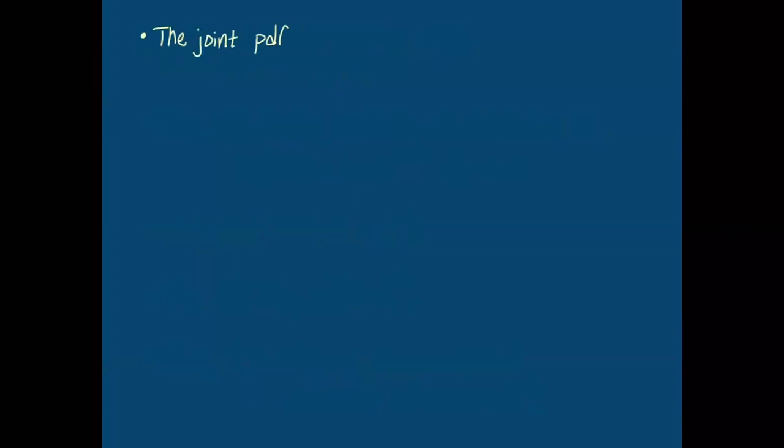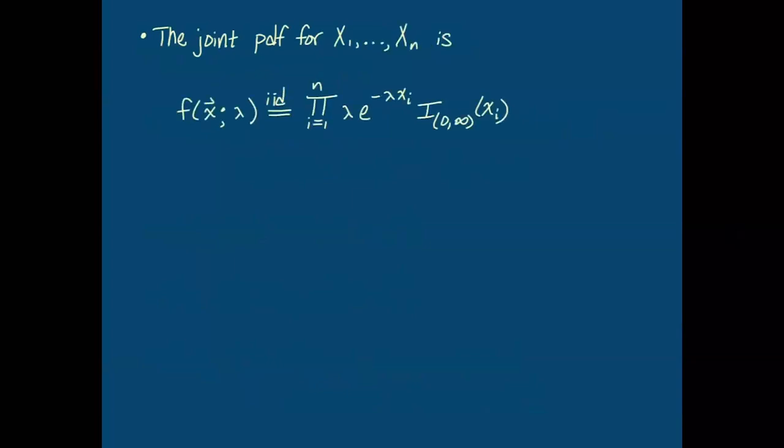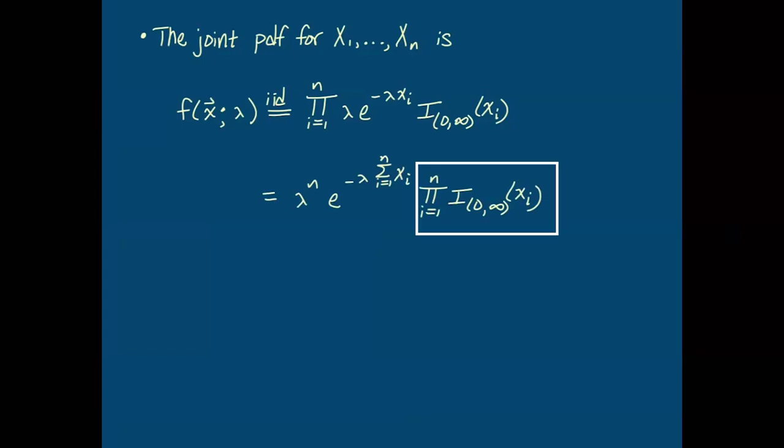The joint PDF for x1 through xn is a product of the individual exponential PDFs, and multiplying this out, we get lambda to the n, e to the minus lambda times the sum of the xi, and a product of indicators. We're looking for a pure x part with no parameter part of this PDF that actually doesn't even need to depend on x. It just needs to be no parameter. That's this part here. So we're going to define this to be h of x.